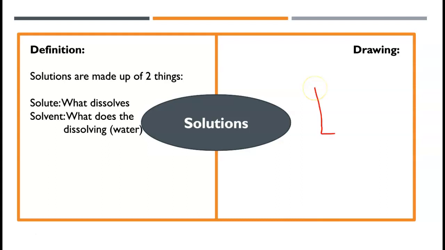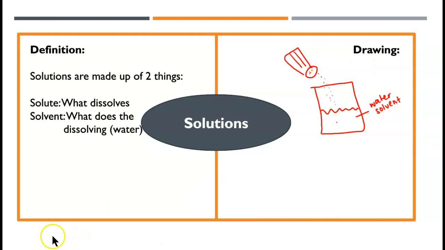Remember, if you were to have a cup, and if you have your water, the water is your solvent. But let's say you wanted to dump in, I don't know, like sugar or salt. You want to dump in salt. This is a salt shaker, right? And you dump in salt. The salt is the solute. But do you guys like my salt shaker?